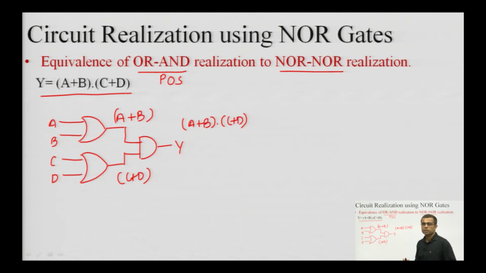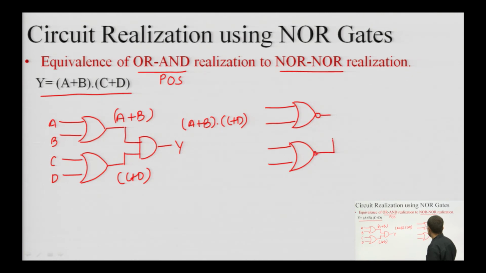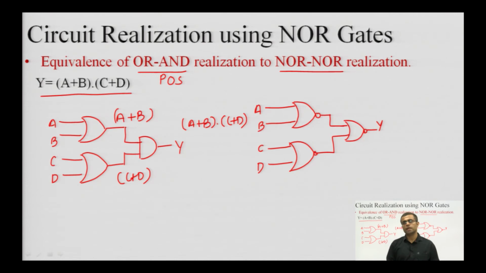Now, if I have to prepare the NOR based structure of this one, then I can simply replace OR gates and AND gates both by NOR. That means, something like this. So, this is A, B, C and D, and this is my Y. I have to prove that these two structures are exactly similar.